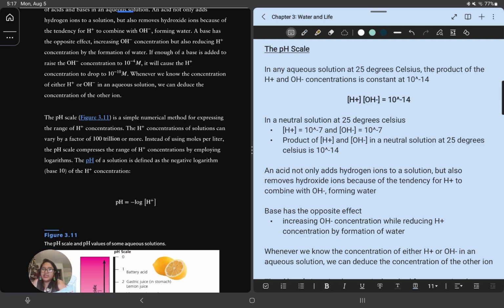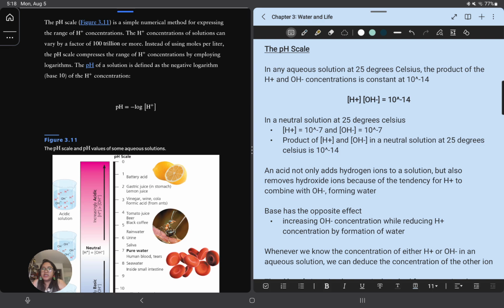If enough of a base is added to raise the hydroxide concentration to 10 to the negative 4th molarity, it will cause the hydrogen ion concentration to drop to 10 to the negative 10th molarity. Whenever we know the concentration of either hydrogen ions or hydroxide ions in an aqueous solution, we can deduce the concentration of the other ion.